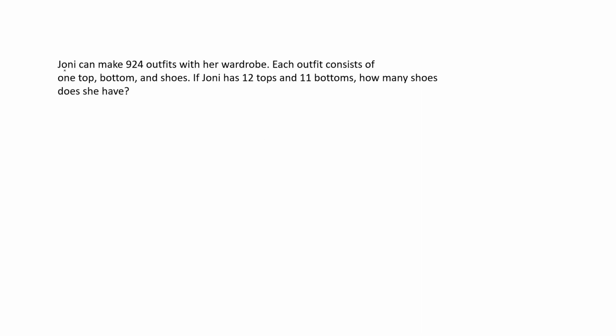So, Joni can make 924 outfits with her wardrobe. Each outfit consists of 1 top, bottom, and shoes. So we're filling 3 slots. If Joni has 12 tops and 11 bottoms, how many shoes does she have? So the number 924 up here is going to be what normally would be our eventual answer. We know she has 12 tops and 11 bottoms. So we're looking for this slot here, and it's basic algebra.